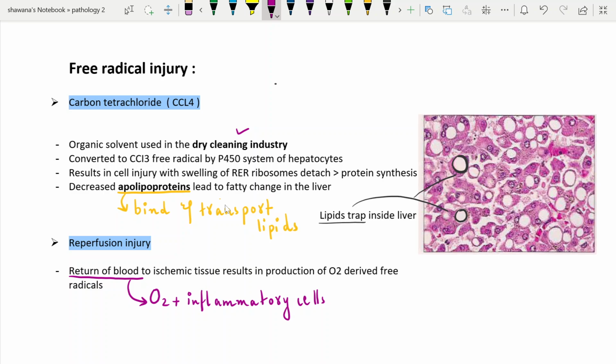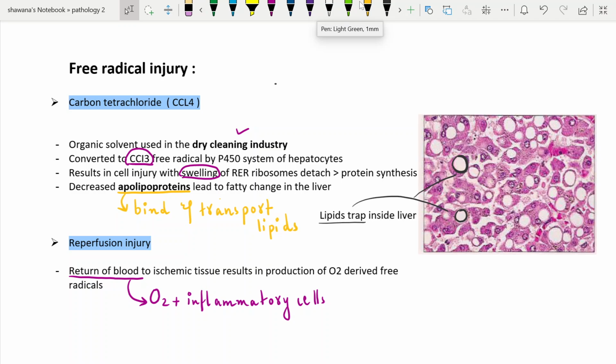And as I have told you, the cytochrome P450 system of the hepatocytes acts on these chemicals, and when it acts on them, it converts CCl4 to CCl3 by the P450 system of hepatocytes. But CCl3 is a free radical. Okay, CCl3 is a free radical. So it's going to injure the cell, and during the cellular injury, the hallmark for the injury is cellular swelling. And when the cellular swelling occurs, the organelles inside the cell also swell up.